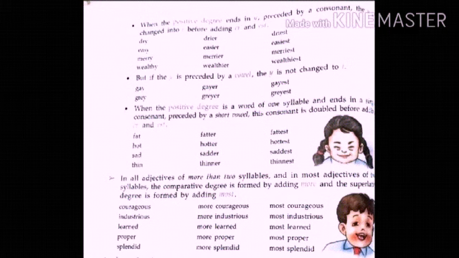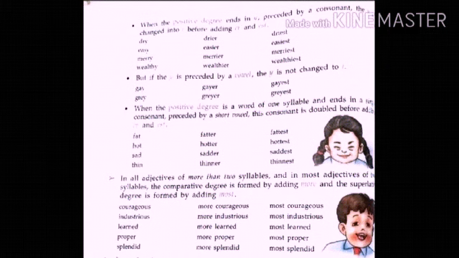So when we want to convert it into the comparative degree, we have to repeat the last letter, and after that we put ER. For example, fat, fatter. And when we want to convert into the superlative, again repeat the last letter and after that we put EST. For example, fat, fatter, fattest, hot, hotter, hottest, sad, sadder, saddest.